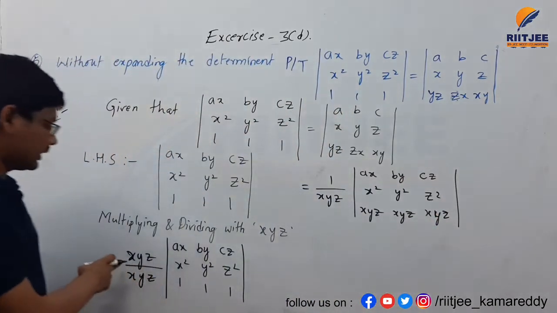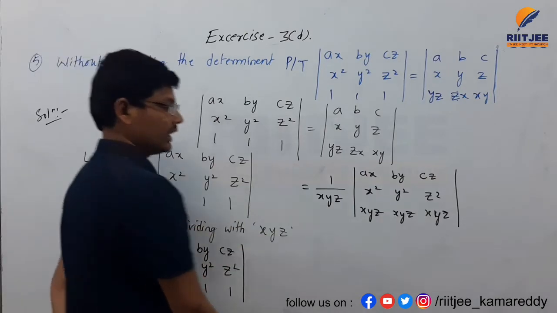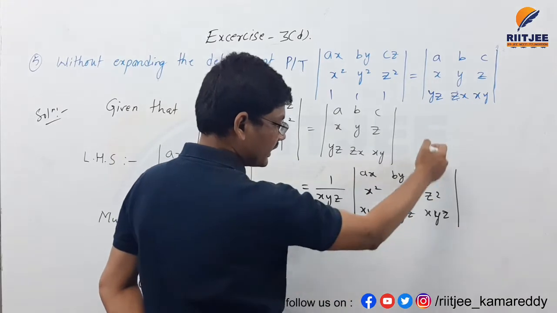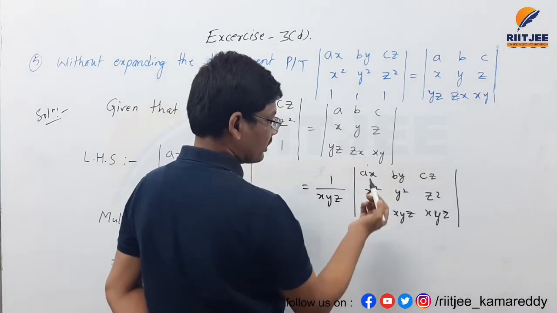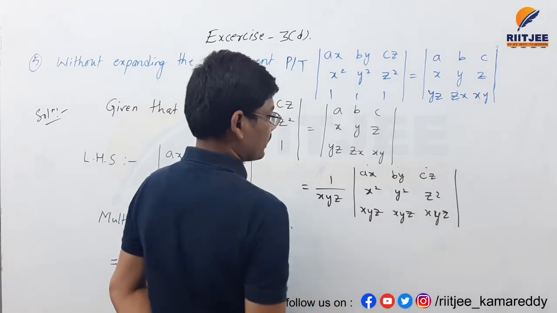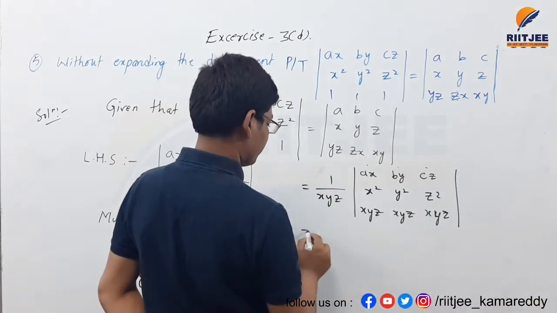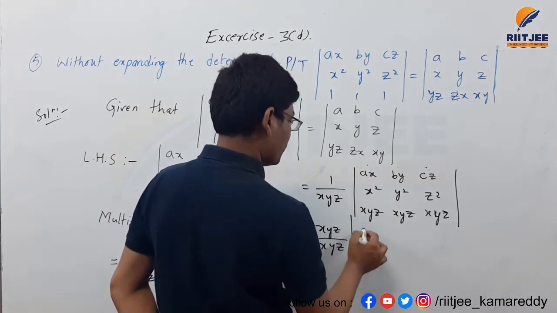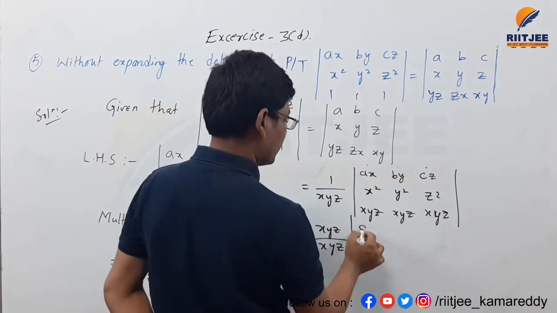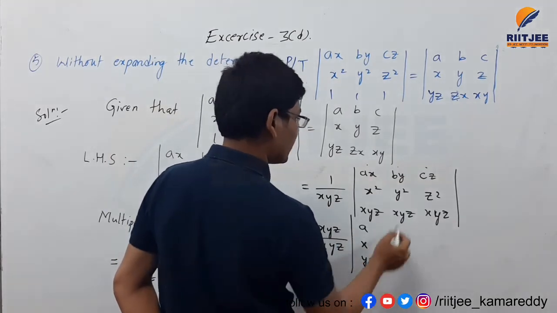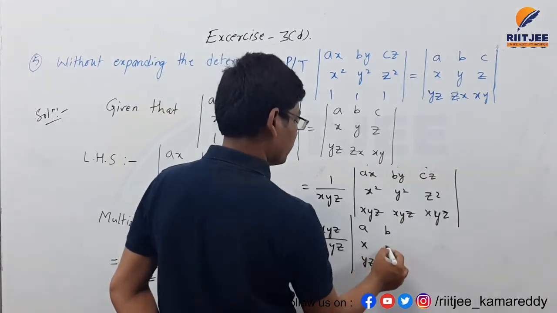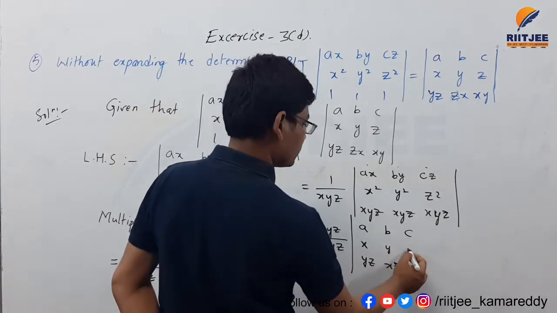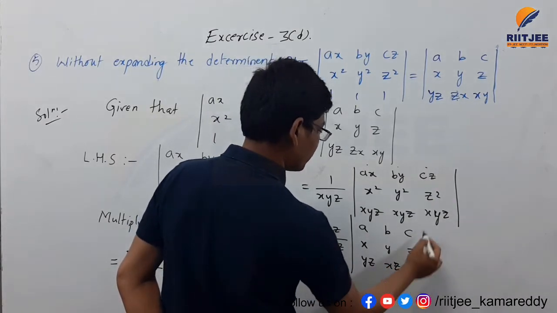See here, I am multiplying this numerator to all three here. I am taking x as common in C1, y as common in C2 and z as common in C3. Combinedly I am taking xyz here, xyz divided by xyz, mod of. Here I am taking x as common here, a x y z, and y as common here, b y z x, and c z as common here, c z and x y here.